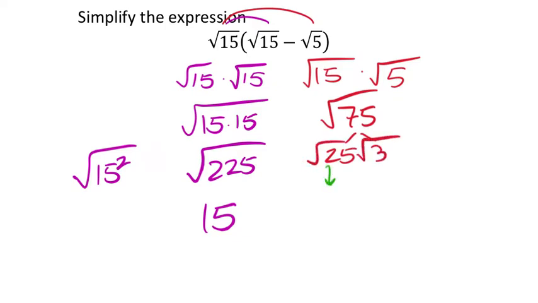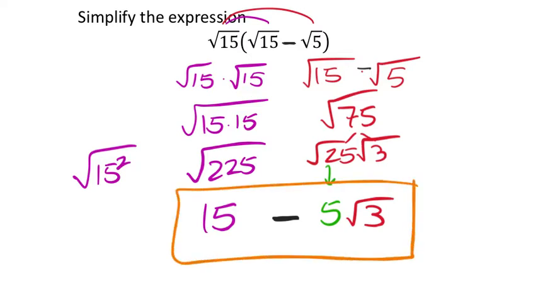The square root of 25 is 5. And then I've got the square root of 3. Now, between those, I had minus. So really, I probably should have multiplied this by negative square root of 5. But either way, it's now minus between. And that would be considered simplified.